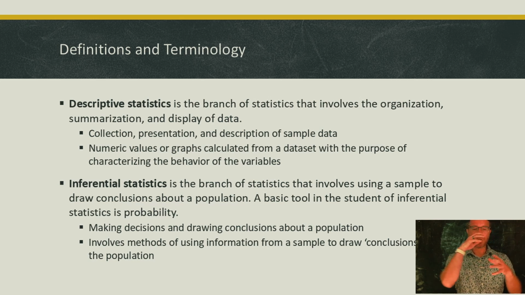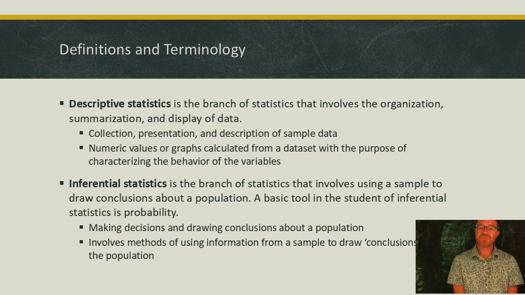So if I have a population, I'm going to use USF students, and I grab 300 students. Descriptive statistics would say something about that. What is their average age? What's the average GPA? What's the highest GPA? What's the tallest person? Who's the shortest person? What's the average height? These are all things that describe the data that I actually have, those 300 students. So numeric values or graphs calculated from the data set with the purpose of characterizing the behavior of those variables, meaning that we are specifically talking about that sample data.